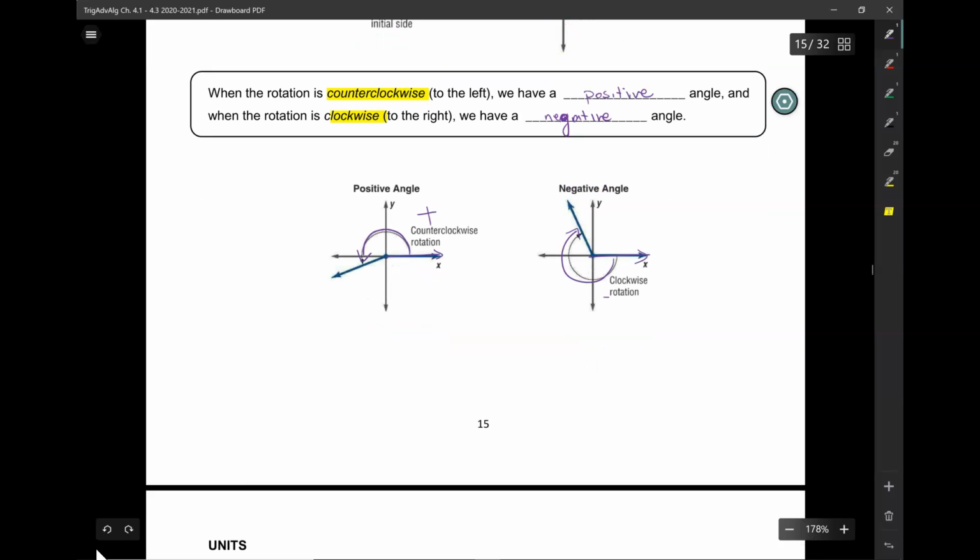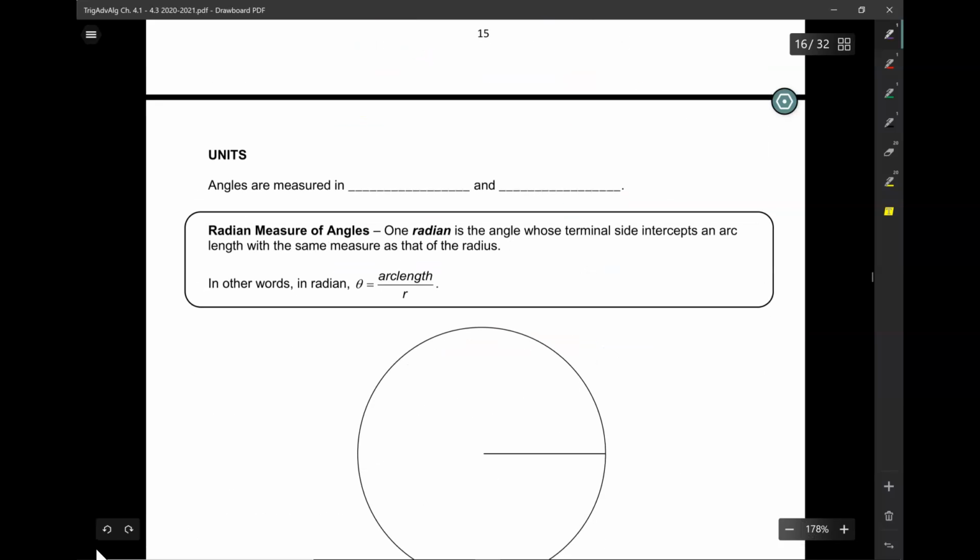Angles are measured in degrees and in radians. In the case of degrees, we know basically what that looks like. In one circle, there are 360 degrees. So if I take a pizza and slice it into 360 slices, each one of those will represent one degree. So it's a tiny sliver.